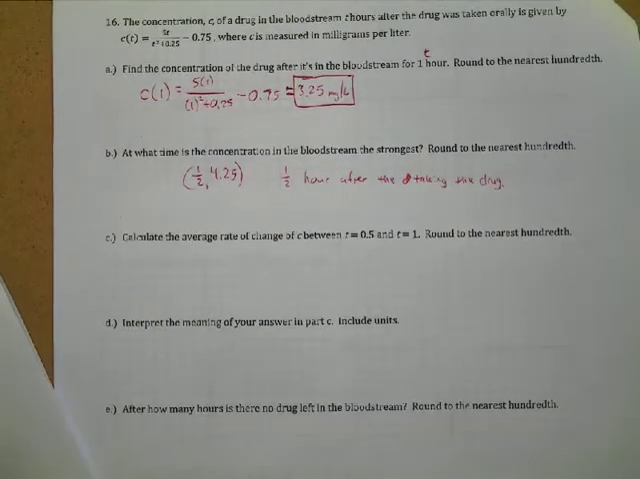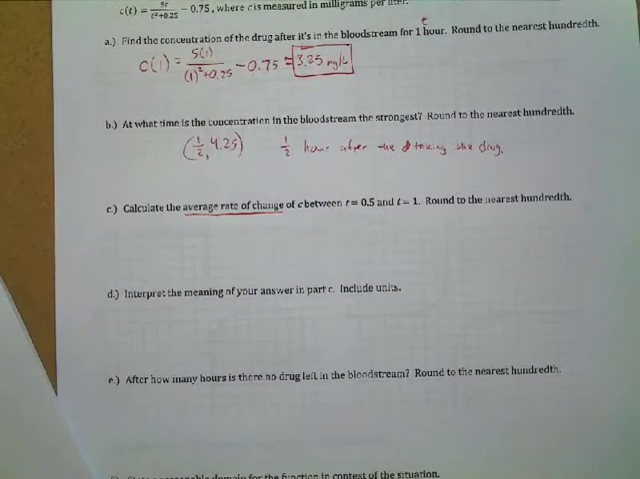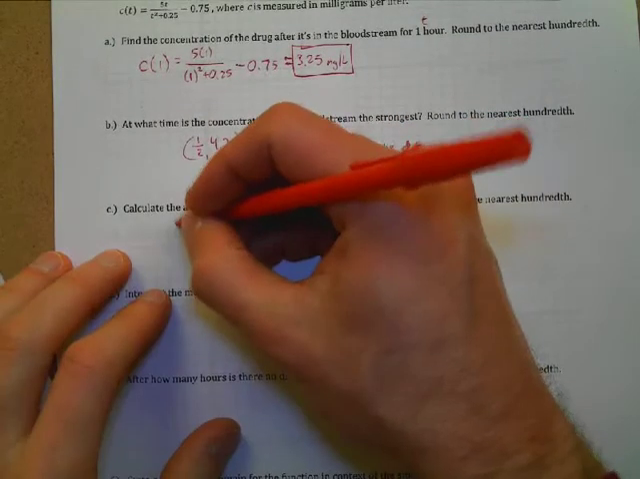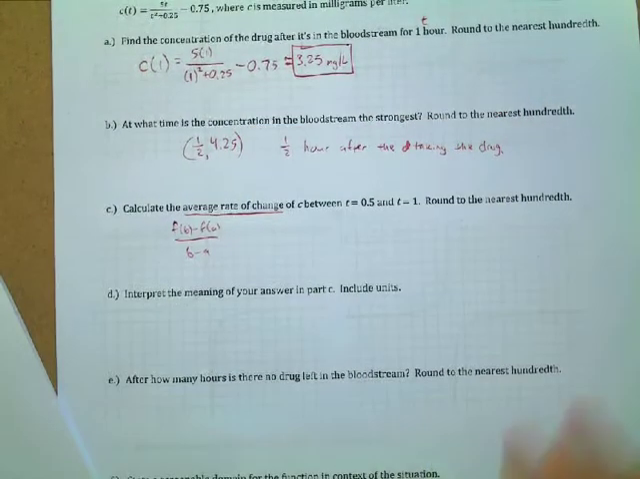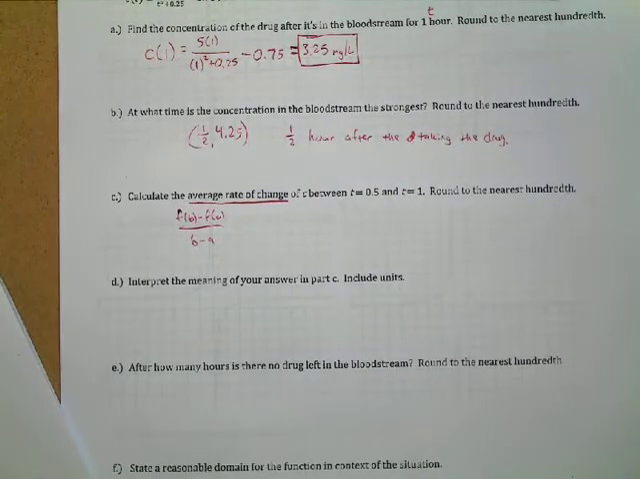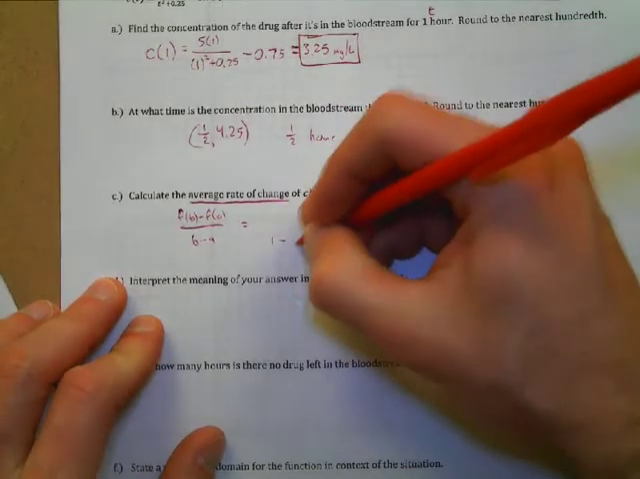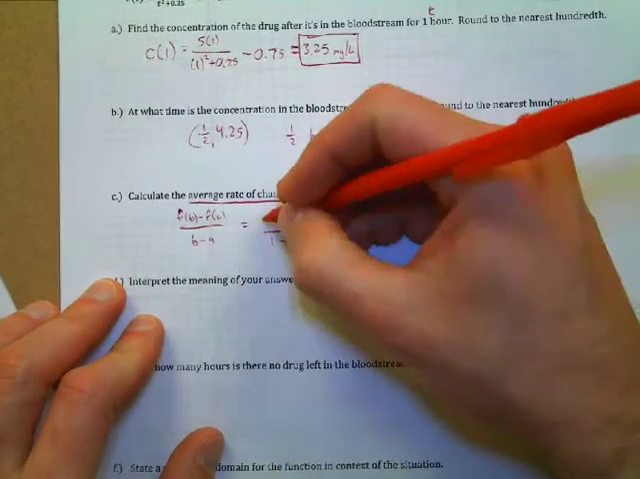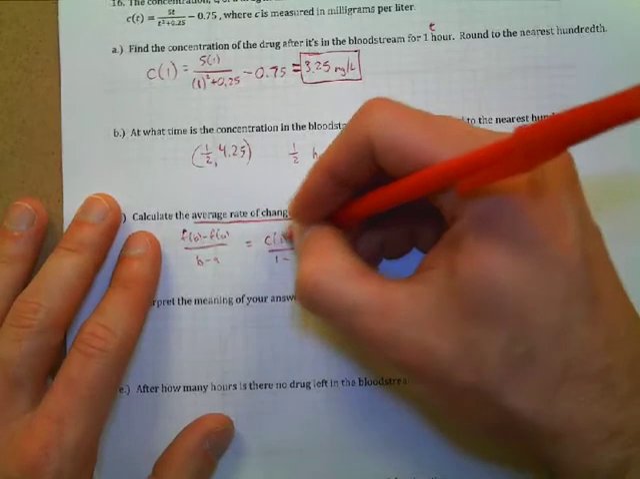Okay, letter C, calculate the average rate of change. Folks, when we see average rate of change, that is really referring to the slope formula. So it's f of b minus f of a over b minus a. What are our b and our a? What are our x values that we're given? 0.5 and 1, exactly right. So this is going to be 1 minus 0.5, and then on top, instead of f, our function is c. So I'll say c of 1 minus c of 0.5.